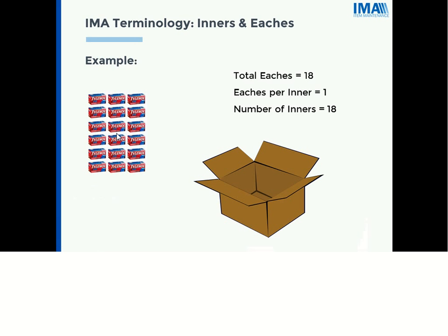Now if you aren't actually packing your items in any inners, and you're just putting, let's say, the 18 boxes of Tylenol PM straight into the main carton, then it would be 18, 1, 18. So there's 18 eaches, and these are also counted as inners, so it's 1 each per inner, and then 18 inners. So if you have, let's say, 6 Tylenol PM that you're putting in a carton, that would be 6, 1, 6, or 10 would be 10, 1, 10.